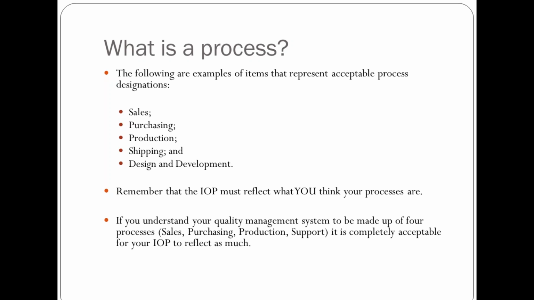Now in terms of common examples of process designations, here are some of the more common examples that we see. We see sales, we see purchasing, we see production, shipping, design and development. These are very common process designations. However, the IOP, the interaction of processes, has to reflect what you believe your processes to be. If your understanding is that your quality management system is made up of 4 basic processes, for example, sales, purchasing, production, support, it is completely acceptable for your IOP to reflect as much.